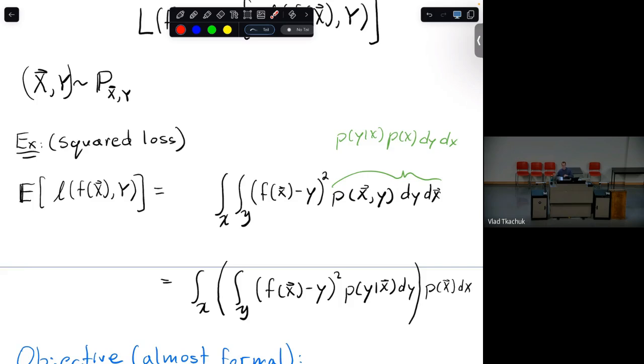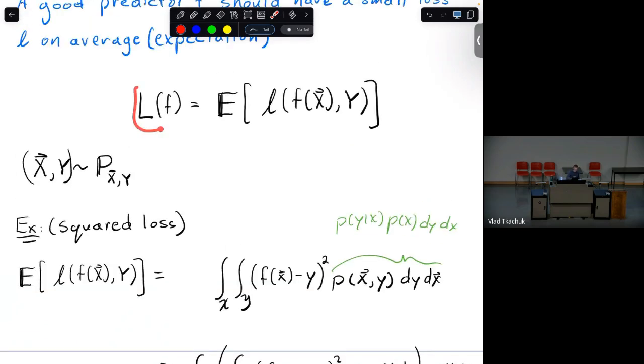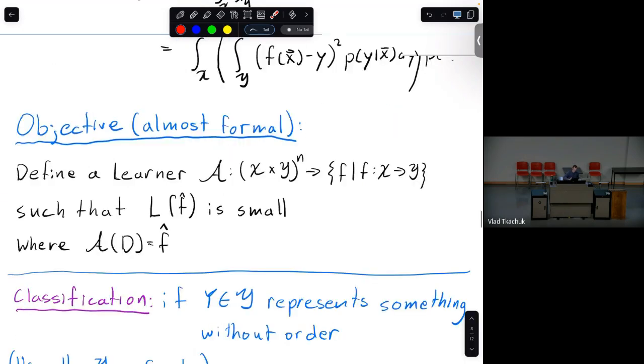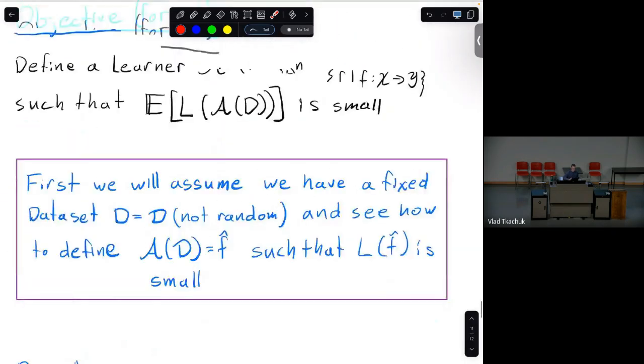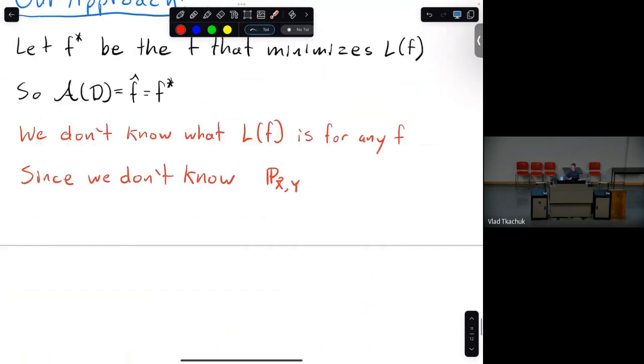Like the data part is coming from this distribution, and that's like our experience that I was talking about in the first lecture. And we're going to try to somehow use this data to learn what this is, and then basically we're going to pick a good predictor based on that. Okay. So I kind of foreshadowed how we're going to address this problem.